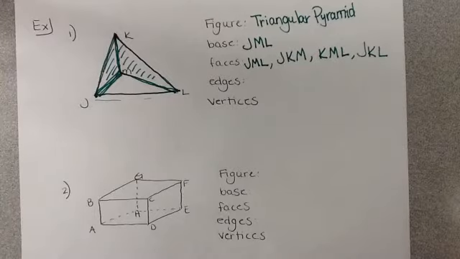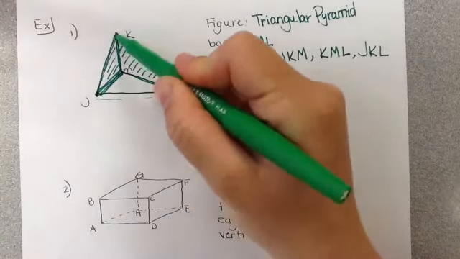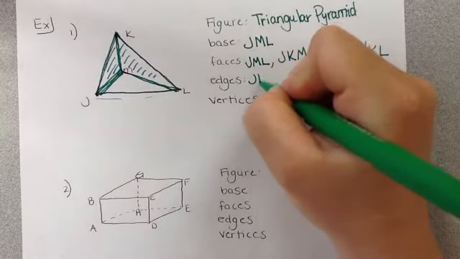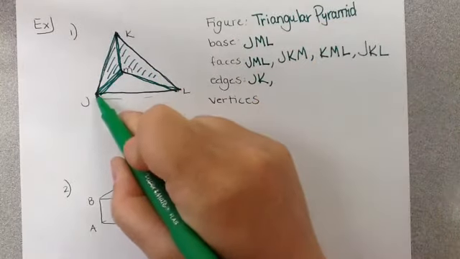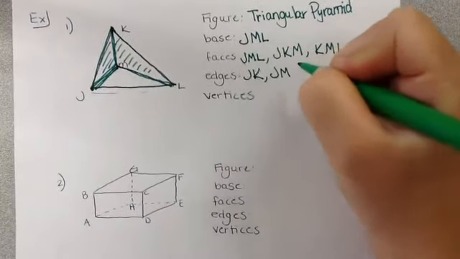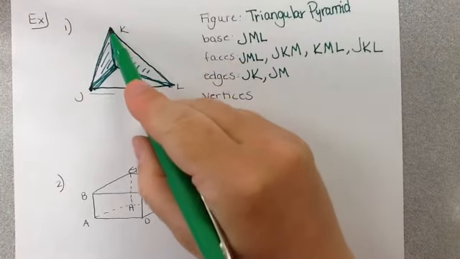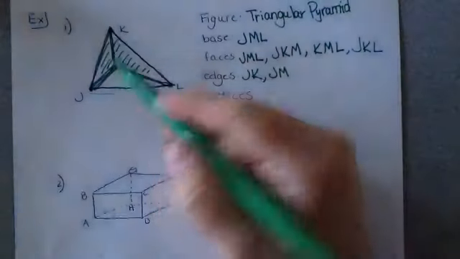The edges are all of our line segments, so they're only going to have 2 letters. So name one line segment. We'll start here. J to K. Is there another one that has J? J to M. Okay. What about K? What other one can we do with K? K to M.